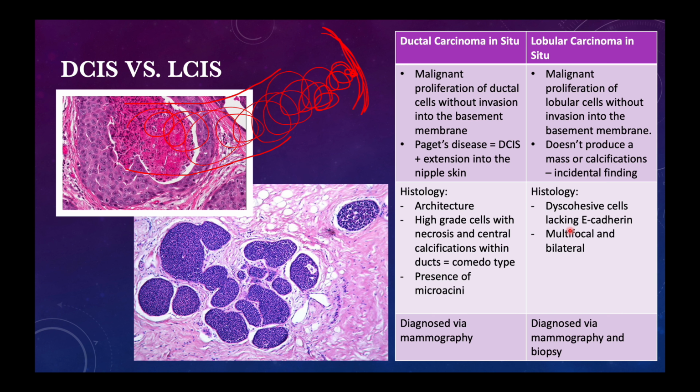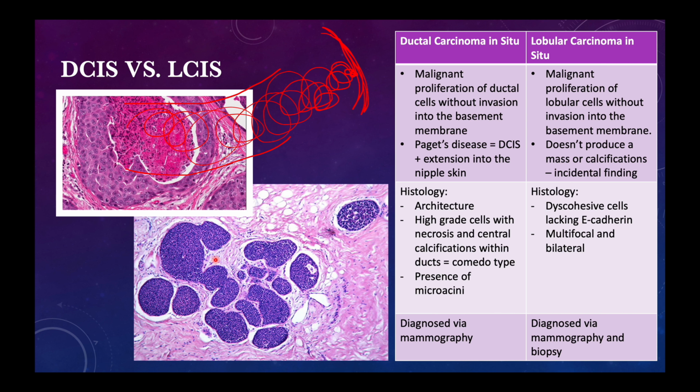And that can be because they're lacking this protein called E-cadherin, which actually helps cells to adhere to one another. And when that's not there, it's a problem. And I'll get back to this when we're talking about lobular carcinoma, invasive type.